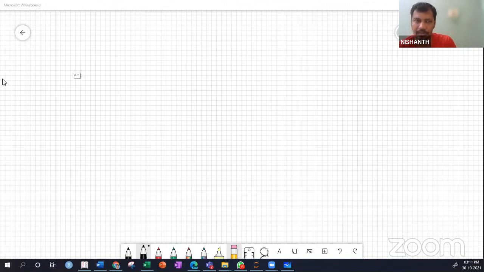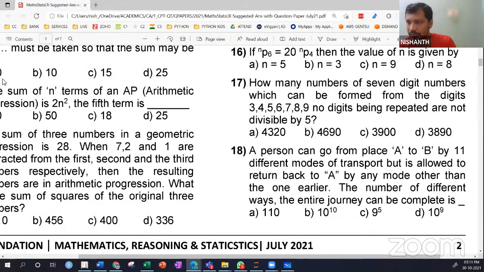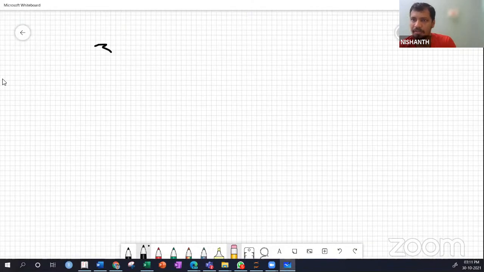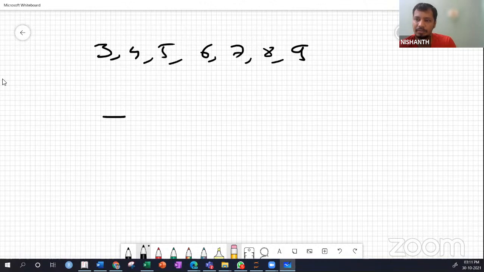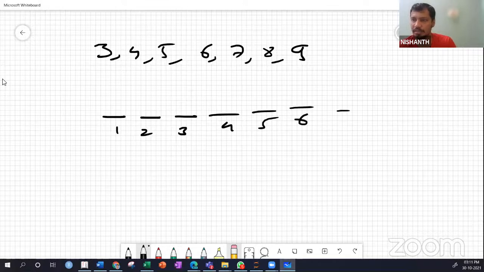So you have 8 numbers there, starting from 3, 4, 5, 6, 7, 8, 9. So they want 7-digit numbers. Not being divisible by 5 means 5 should not come here, correct? 5 should not come here. So how many more numbers can come here? 6 numbers can come here.